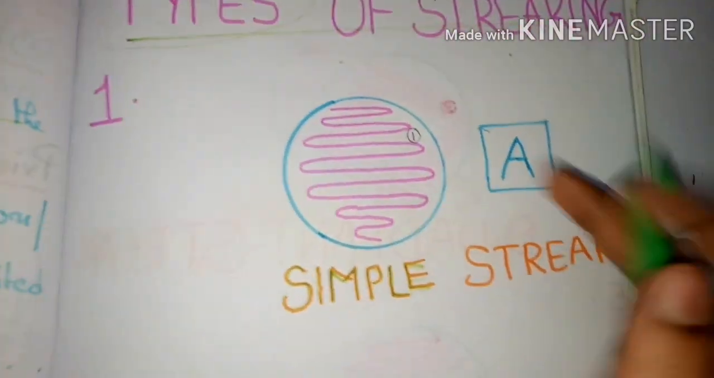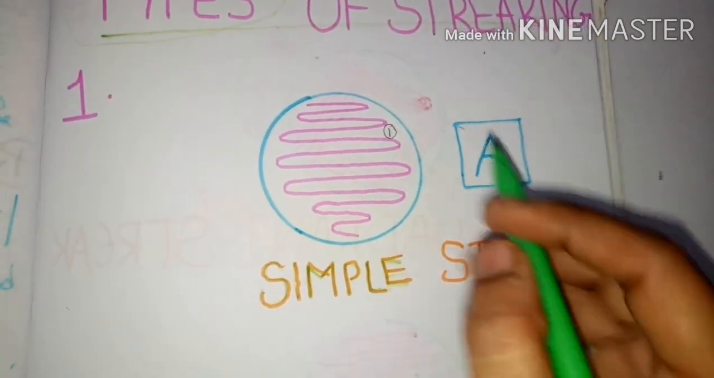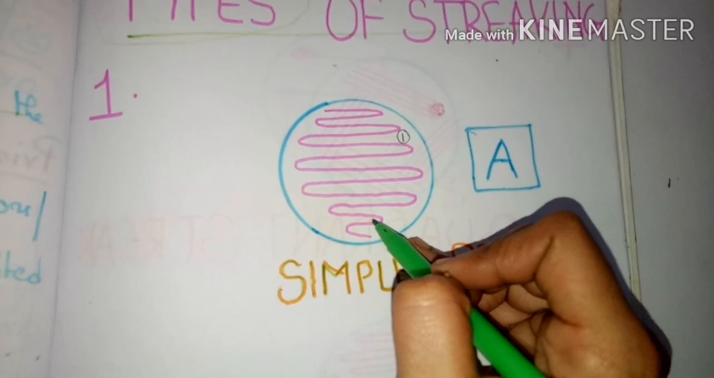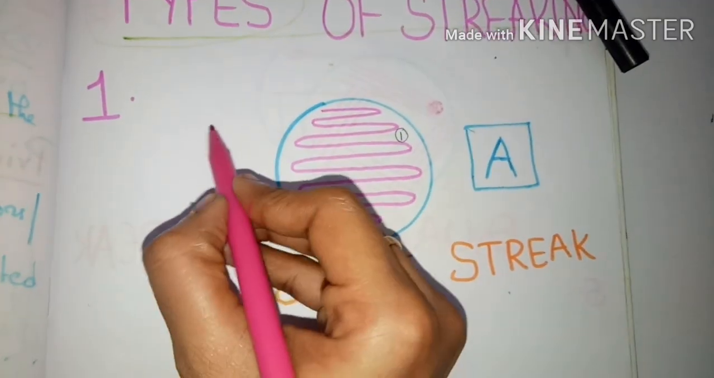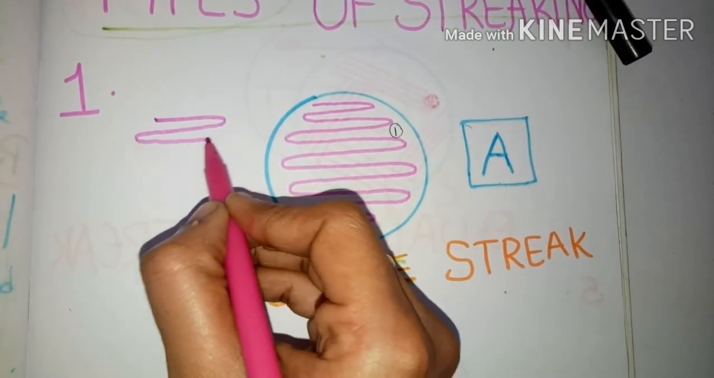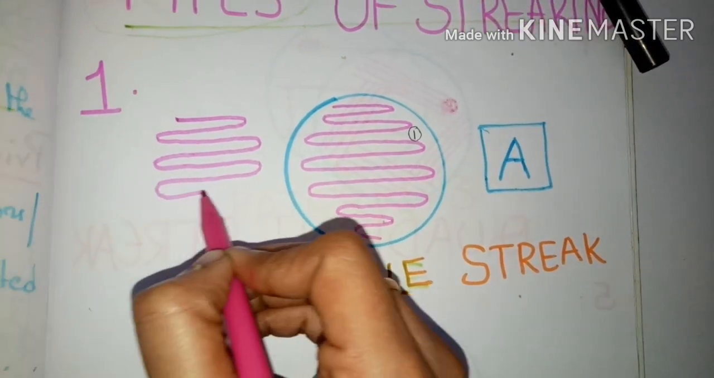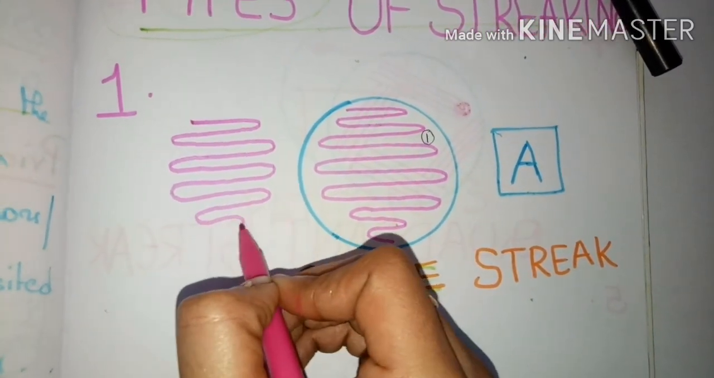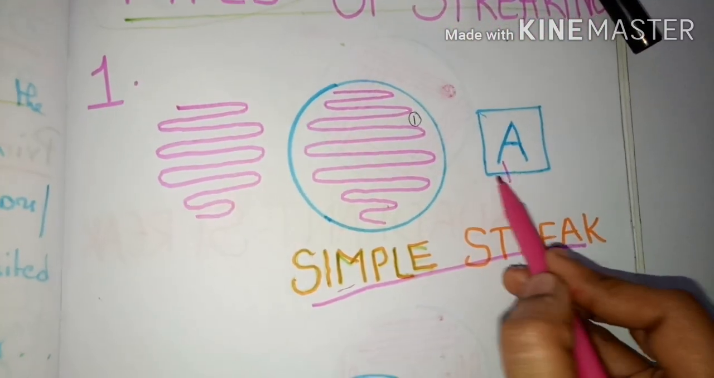The first one is the simple streak method. In this, the first type is marked as A. Let's see how it will be drawn. This is the way to draw the simple streak on the agar plate of the culture media to isolate the bacterial colonies. Here this is marked as A.